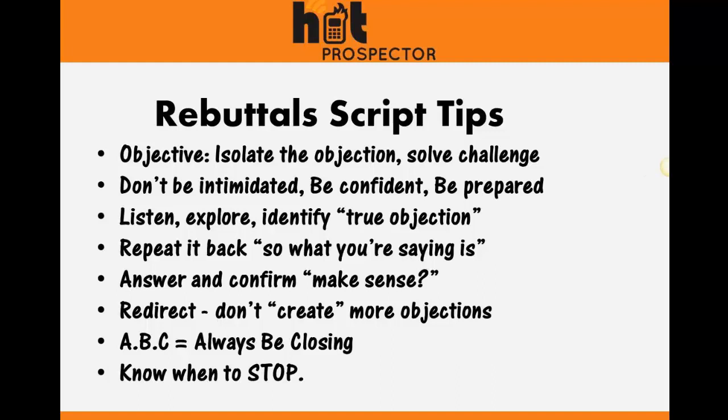Okay, so next is listen, explore, identify the true objection, right? So in order to find out the true objection, you've got to listen, find out exactly how they sound when they're saying it, explore by asking more questions or asking an exploratory question, right, to actually identify that true objection. I guess it should be listen plus explore equals identify. It's almost like an equation, but that's really what you're going to be doing.